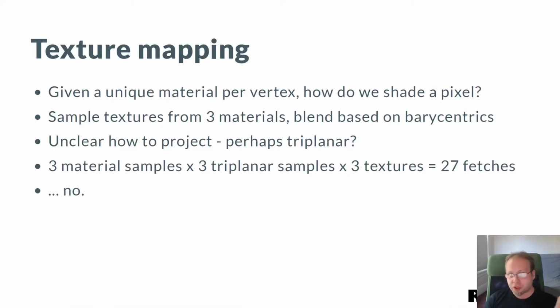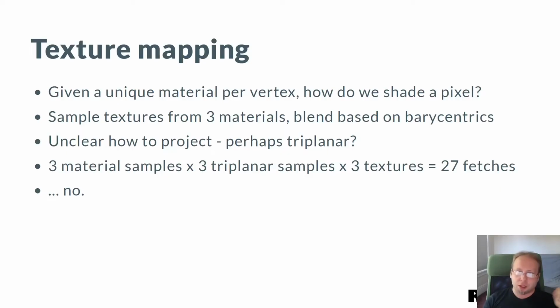Now, okay, we have the vertex position, and for every vertex we have the material index, but what do we do with this then? Here's the triangle, it has 3 vertices, each vertex has a material. How do you compute the color? Well, you have to sample textures from 3 materials and then interpolate based on barycentric coordinates somehow. But then what kind of projection do you use? What kind of texture mapping do you use? Because all of this has to be dynamic based on where the points are.